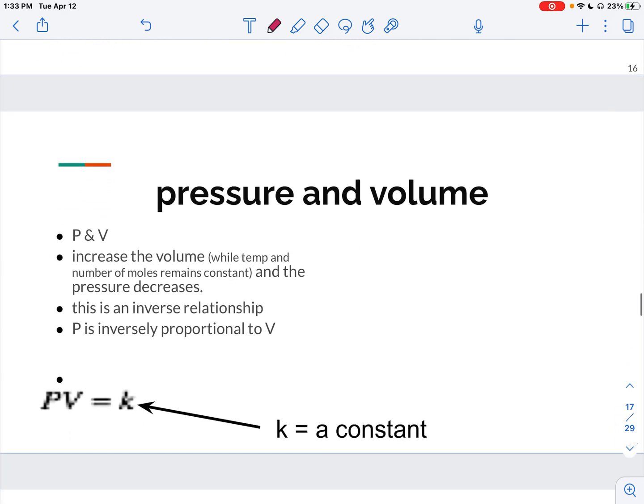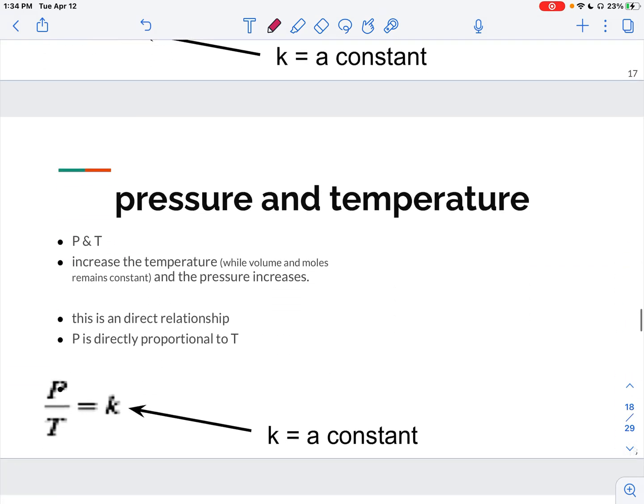So now let's take a look at pressure and volume. In this situation, we're assuming temperature is constant. Pressure and volume have an inverse relationship. So whatever happens to one of them, the opposite happens to the other one. So if pressure doubles, volume halves. If pressure goes down, volume goes up, okay? So same thing here, we have this K, just a generic constant. Pressure times volume is going to be a constant.